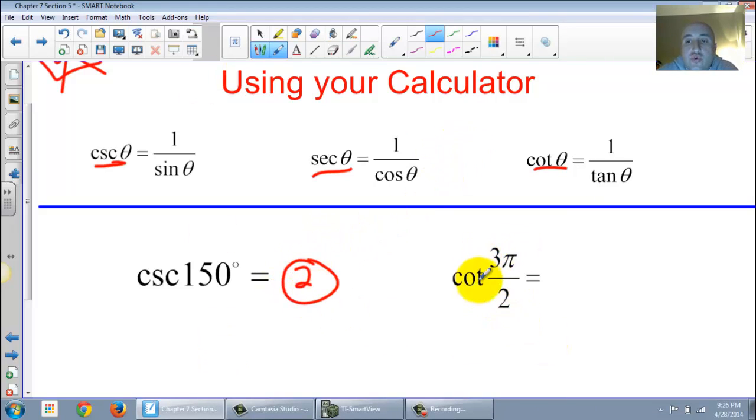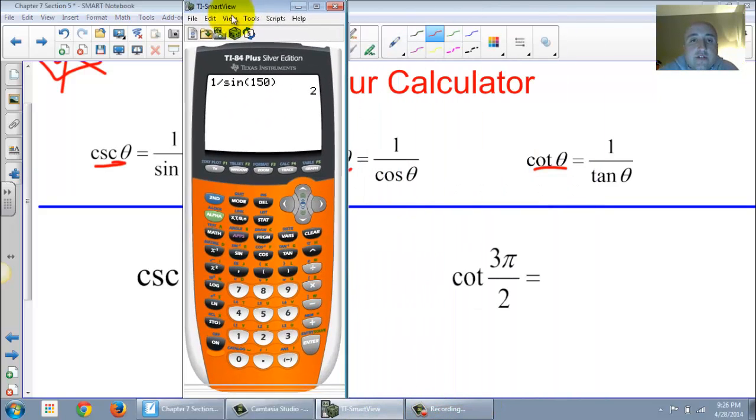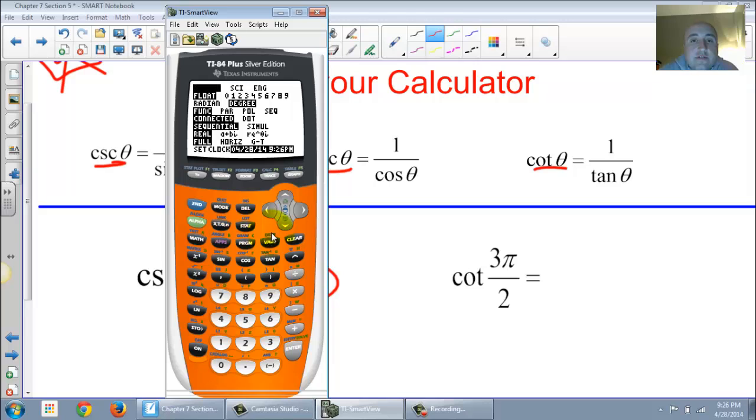Okay, now, cotangent of 3 pi over 2. That is in radians. We need to go back to radians. Enter on radians, and we type it in exactly the way it looks. Now it says cotangent, so cotangent is 1 divided by tangent. 1 divided by tangent of 3 pi divided by 2. Okay, and I hit enter.